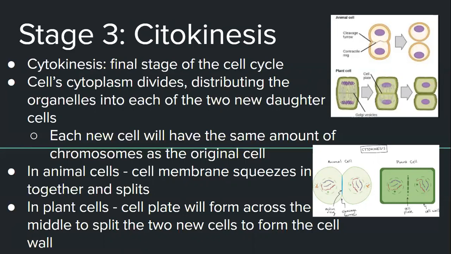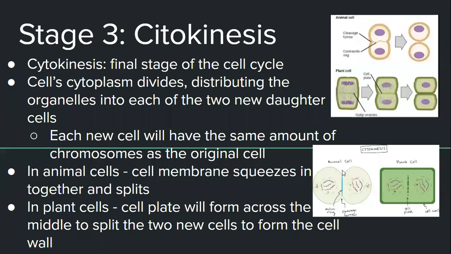So remember, for example, we see up here, this is the animal cell. In this animal cell, we have what's called a cleavage furrow. And in this cleavage furrow, we're going to have these splitting apart. So there's going to be these two new daughter cells.